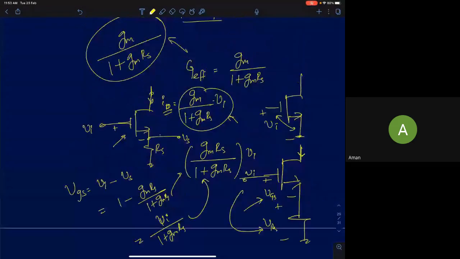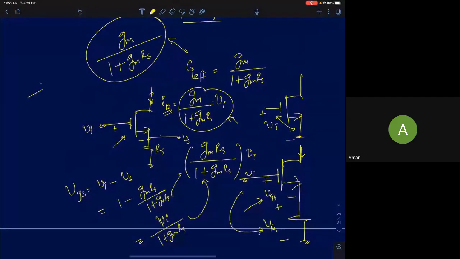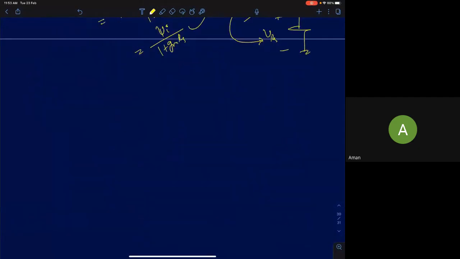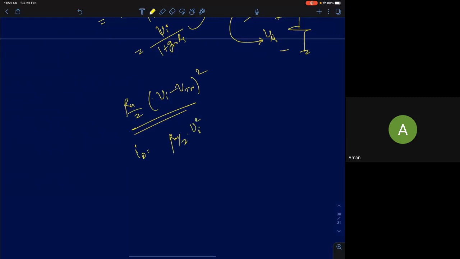Generally, if you take a MOS device, when I say the current is gm Vi, where the voltage is Vi, this is a small signal approximation. Your actual current is going to be beta n by 2 into (Vi minus Vtn) the whole square. This is your actual drain current. So if I expand this, it will be beta n by 2 into Vi square plus beta n by 2.